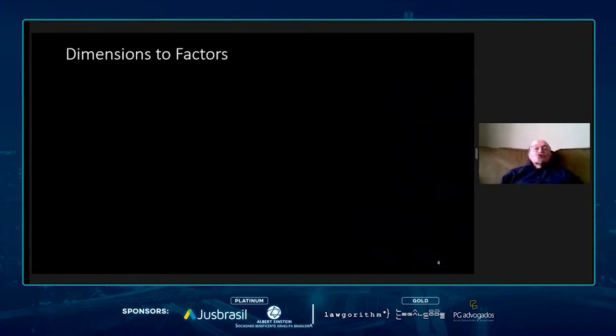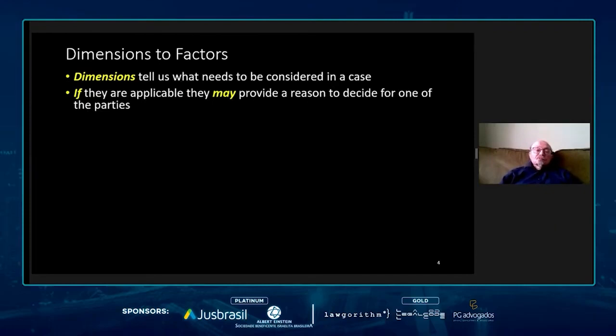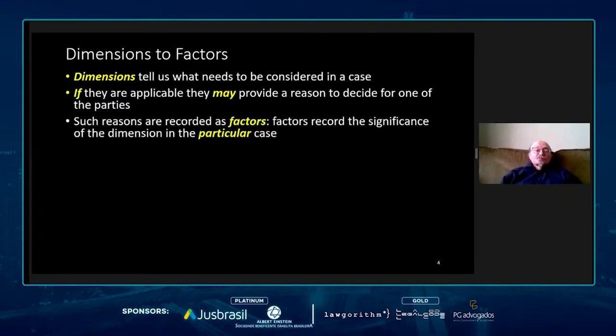So, how do we move from dimensions to factors? The dimensions tell us what needs to be considered in a case. If the dimension is applicable, it may, not must, provide a reason to decide for one of the parties. These reasons are referred to as factors. Factors reflect the significance of the dimension in the particular case.